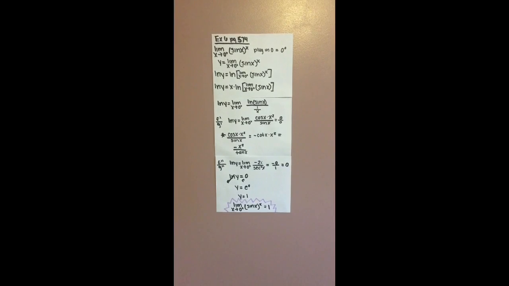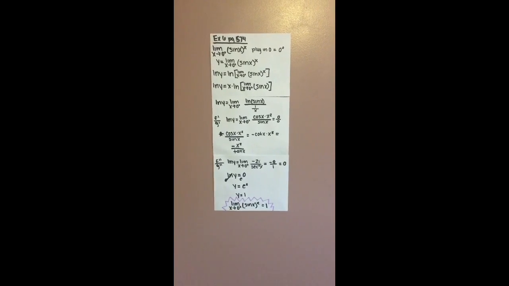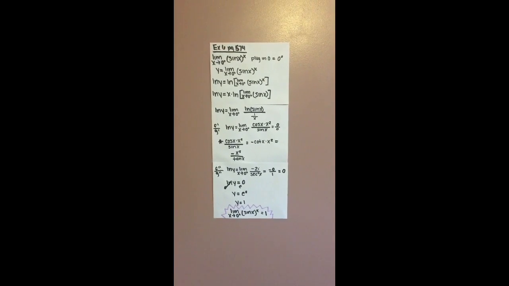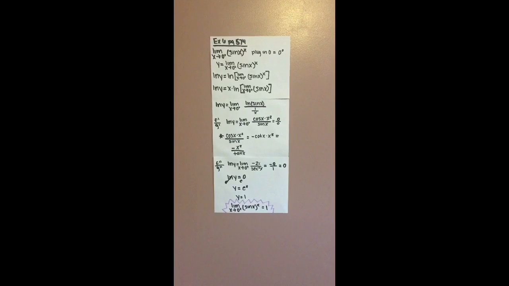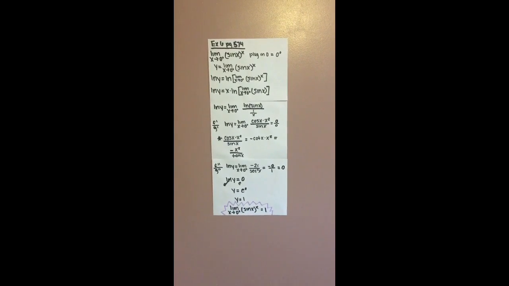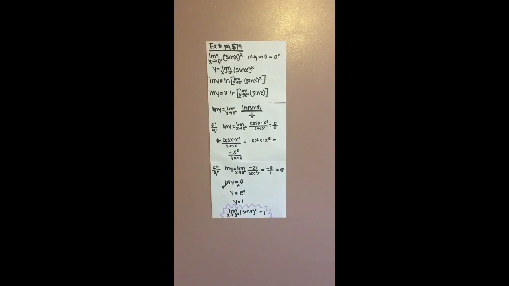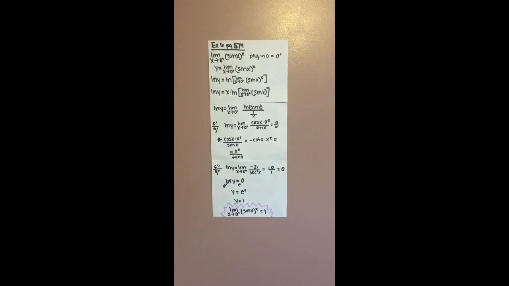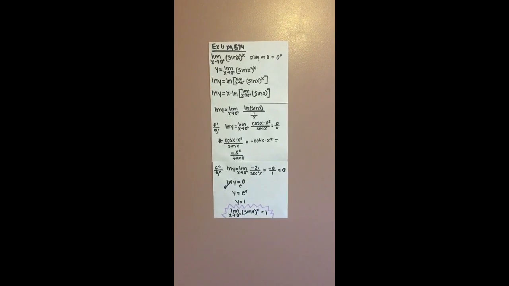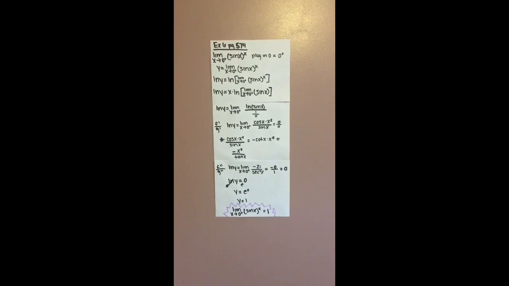Today I'm going to be showing you guys how to do example 6 from page 574 of chapter 8.7. The problem is to take the limit as x approaches 0 from the right of sine of x to the x power. However, by plugging in 0, we're getting 0 to the 0 power, which is indeterminate. So we're going to try and solve the problem using L'Hopital's rule.